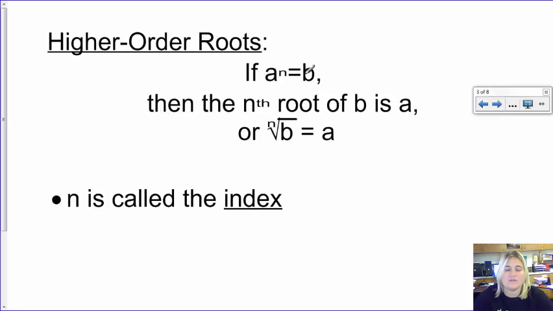Higher order roots. If a to the n equals b, then the nth root of b is a, or the nth root of b equals a. So this is how we write that, the nth root. Normally we say the square root. Well, you should know that the exponent of 2 means square, and so it's an understood 2 out here whenever we don't see an index. N is what we call the index. When we don't see one, it's an understood 2. But we could put higher order numbers there and deal with higher order roots.